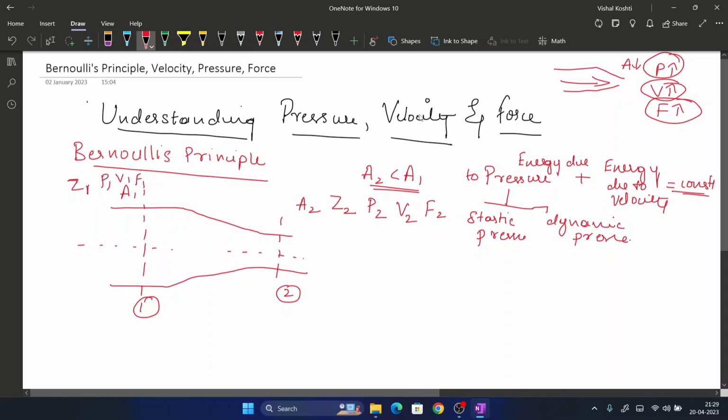And here, since I'm considering a horizontal pipe, Z1 will be equal to Z2. Since the elevation is the same, it is a horizontal pipe and not an incline. If it were an inclined pipe like this, and I take the datum here, with this being Z1 and this being Z2, then I would have a difference in Z1 and Z2. That is the pressure due to static pressure. Okay, so we can write that. We'll assume that since the pipe is horizontal, Z1 is equal to Z2.